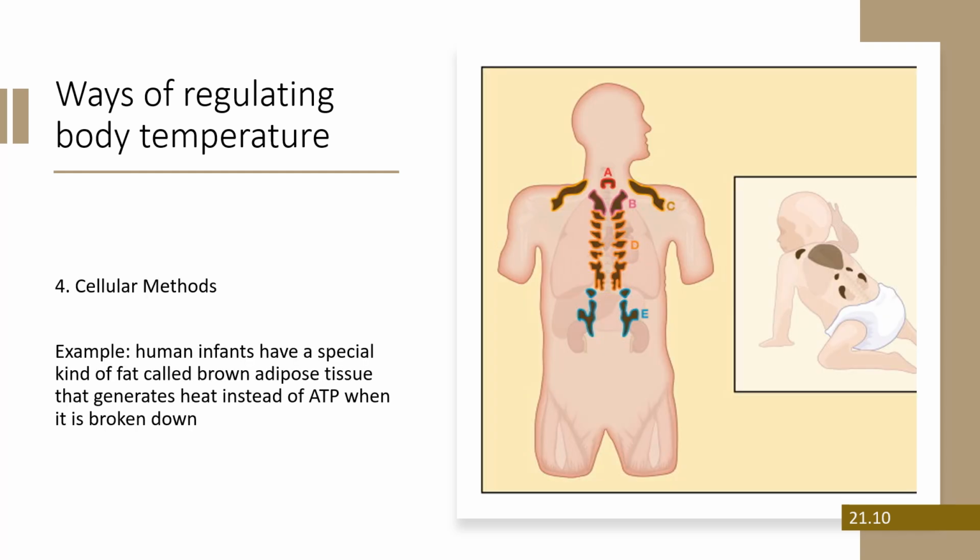And finally, there are processes at the cellular level that can help regulate body temperature. One example is brown adipose tissue in humans. This type of tissue is found in much larger amounts in infants than in adults. Because infants are so small, it's more difficult for them to maintain their body temperature. This special tissue is a type of fat, but instead of producing ATP when it is broken down, it produces heat. So it gives infants an extra way to produce heat and keep their body temperature from dropping too low.